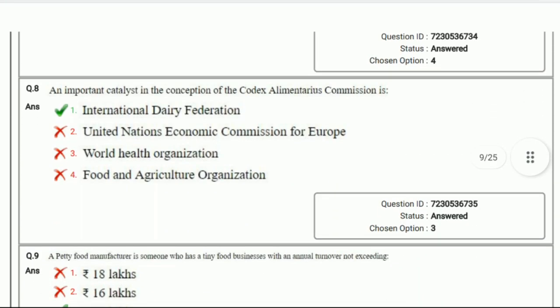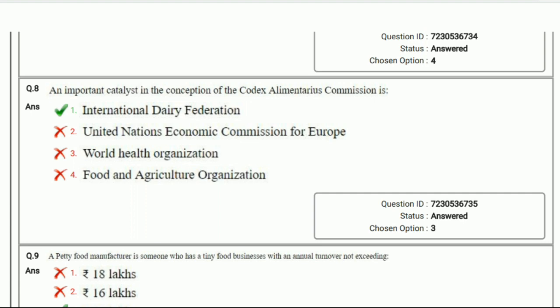Next question: an important catalyst in the conception of the Codex Alimentarius Commission is. So, a very different question. The correct answer is International Dairy Federation. If we talk about the timeline of Codex Alimentarius, let's first understand the exact meaning of conception. It means the concept, the idea, the thought. So what catalyzed the idea of the establishment of Codex? The right answer is IDF.